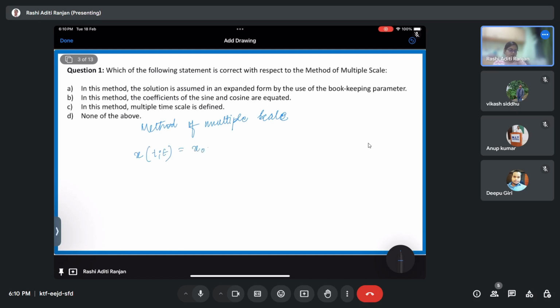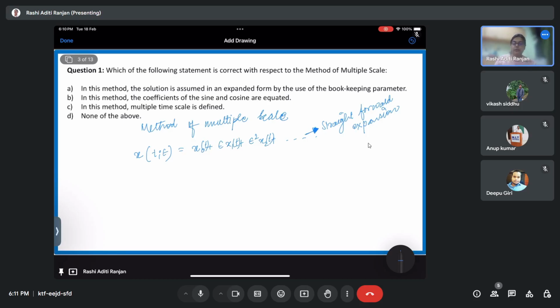as x naught, right? Where x naught, x1, x2, these were all functions of time t, right? This was the straightforward expansion, correct? This was the straightforward expansion method, right?